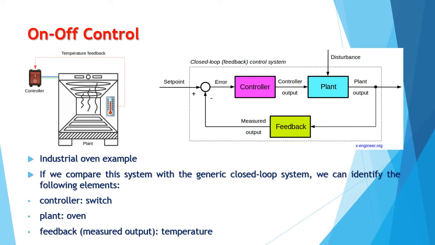If we compare this system with the generic closed-loop system explained before, we can identify the following elements. First, the controller is the switch, the plant is the oven itself, and the feedback or the measured output is the temperature.